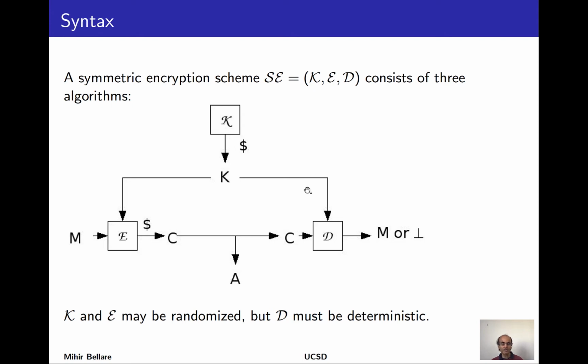What is that little $ sign for? This indicates that this algorithm may potentially be randomized. So it may internally flip coins and thereby have different outputs even if you feed it twice the same inputs. And we will see how that comes up and why it's necessary. The key generation algorithm also is similarly randomized, and that's necessary for security. But the decryption algorithm is going to be required to be deterministic. So every time you state and provide a symmetric encryption scheme, your job is to say how these 3 algorithms work.